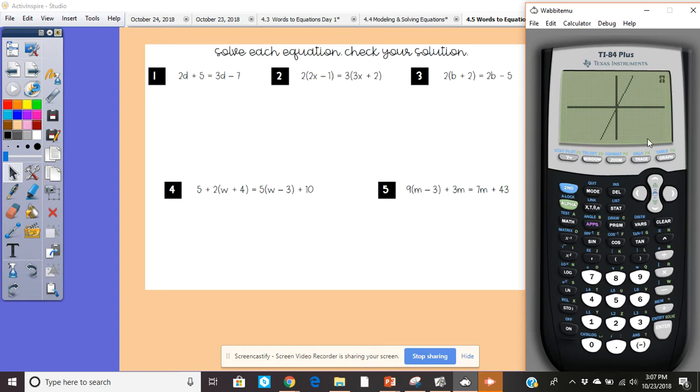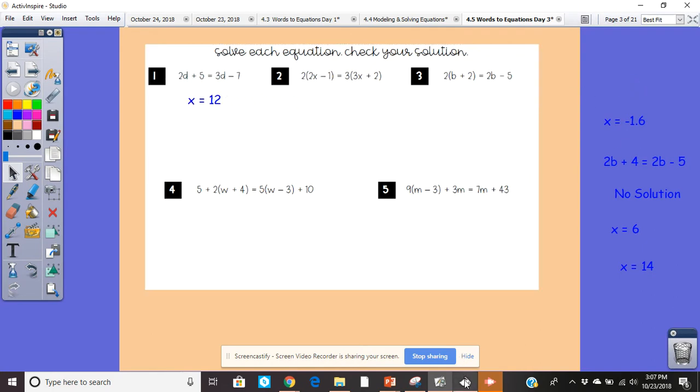And then second, trace 5, and enter 3 times. Oh, I did not put something in right. Let me look. I didn't put an x in. So 2x plus 5. Okay, that looks better. So here I get x equals 12.